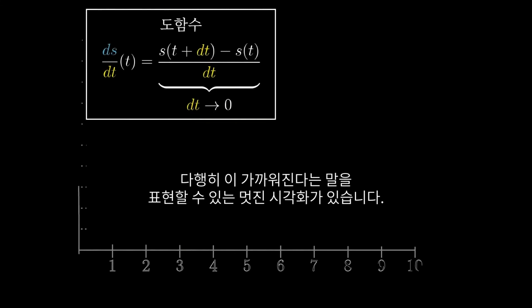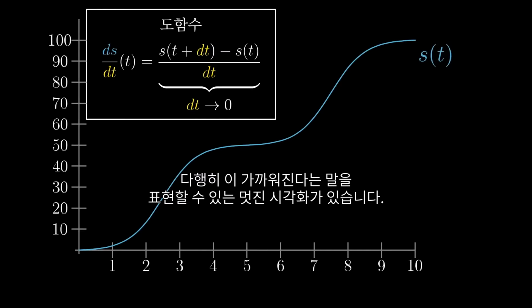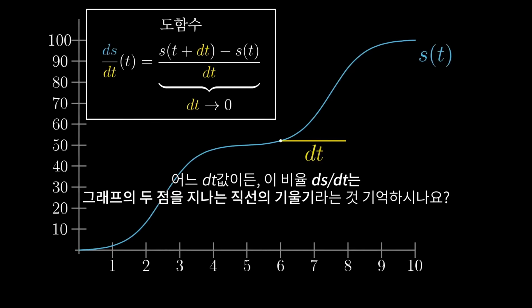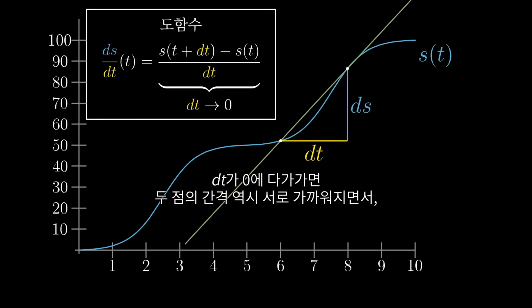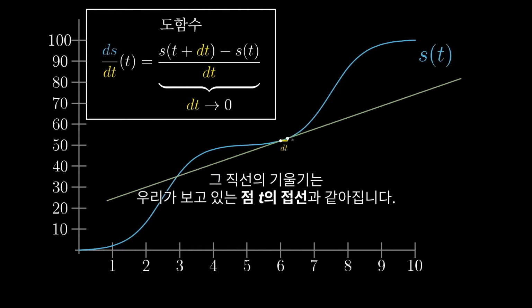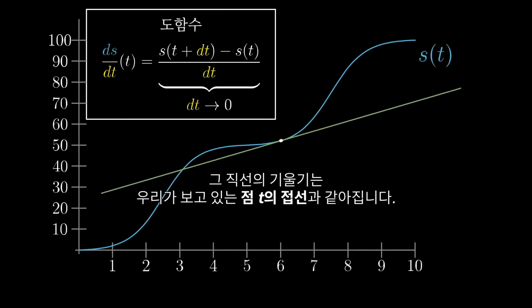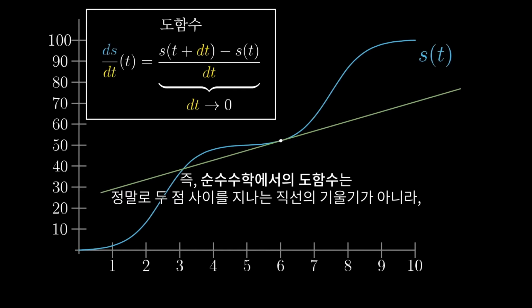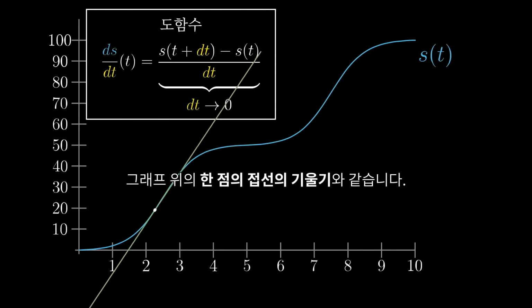Luckily, there is a really nice visual understanding for what it means to ask what this ratio approaches. Remember, for any specific choice of dt, this ratio ds dt is the slope of a line passing through two separate points on the graph, right? Well, as dt approaches 0, and as those two points approach each other, the slope of the line approaches the slope of a line that's tangent to the graph at whatever point t we're looking at. So the true, honest-to-goodness, pure math derivative is not the rise over run slope between two nearby points on the graph. It's equal to the slope of a line tangent to the graph at a single point.